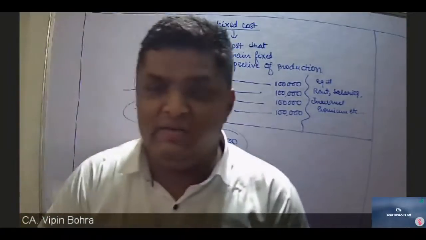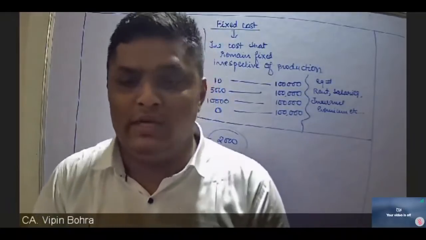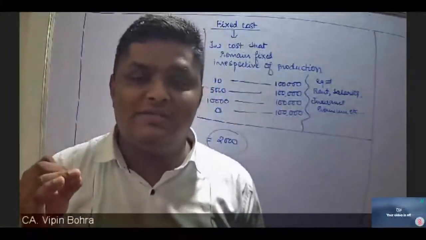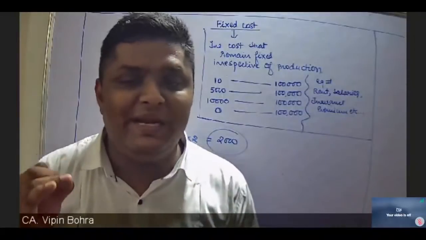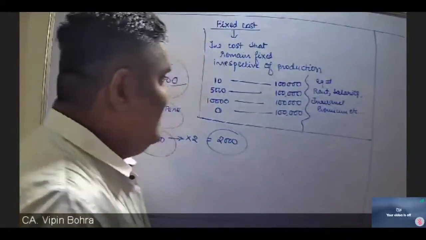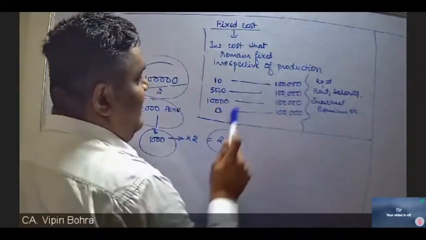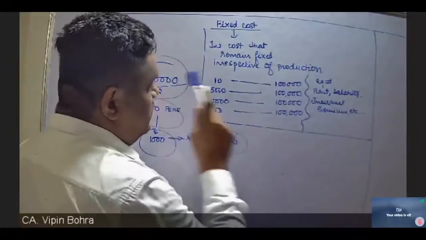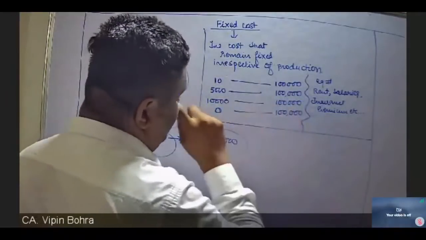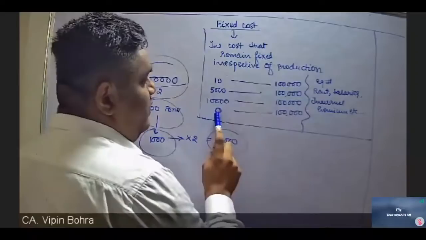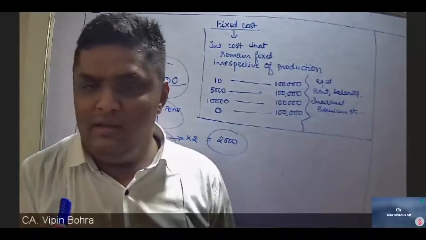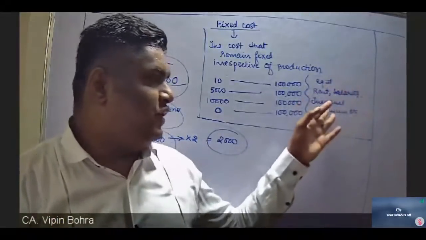Sorry, there were some network issues, so I'm repeating whatever part I have discussed. I've discussed fixed cost. What is fixed cost? The cost that remains fixed irrespective of production. Whatever the number of units you produce, this cost will never change. Say I am manufacturing 10 units, the cost is 1 lakh. If I manufacture 5,000 units also, the cost will remain the same 1 lakh. If I manufacture 10,000 units also, the cost will remain the same 1 lakh. And if I don't manufacture any units, again the cost will remain the same 1 lakh. Examples of fixed cost are rent, salaries, insurance premium, etc.